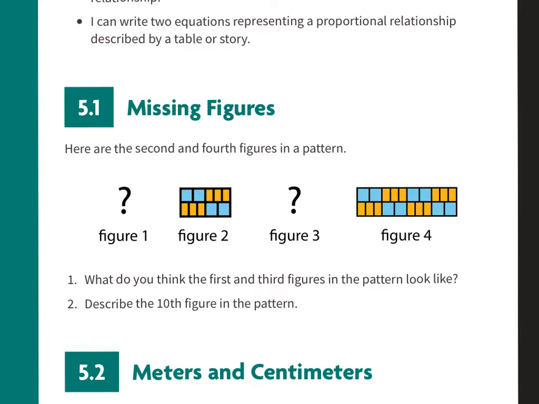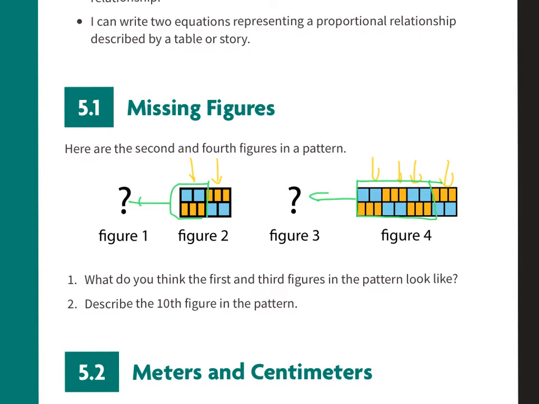What do you think the first and third figures look like in the pattern? So if we look here, we can see that the second figure has 2 blocks, one there and one there. And the fourth pattern has 4 blocks, or 4 squares. Okay, so the first pattern is just going to be the first block. That's what that one's going to look like. And the third one's going to look like the 3 blocks. Okay? Describe the 10th figure.